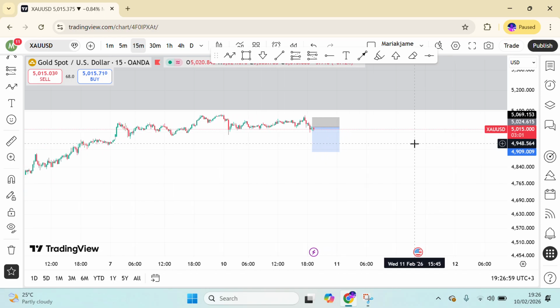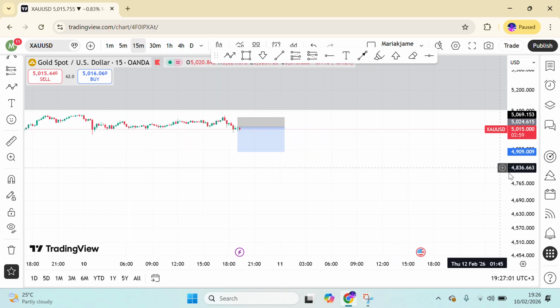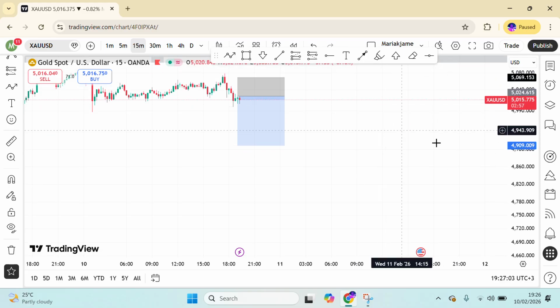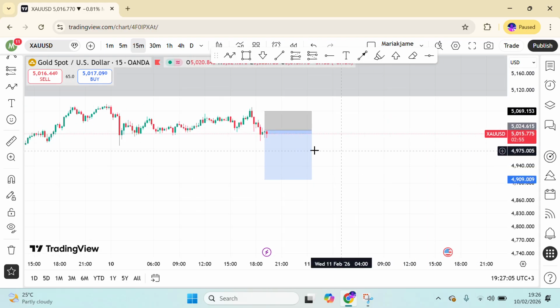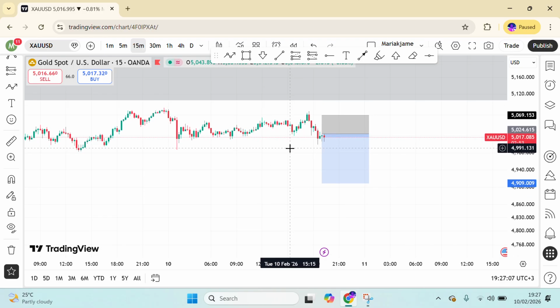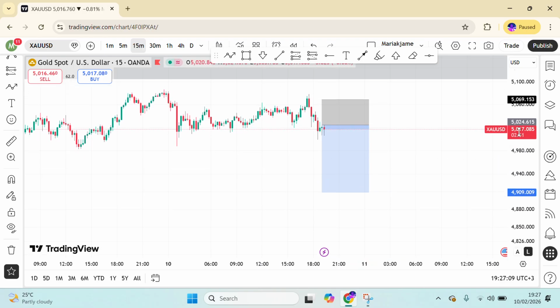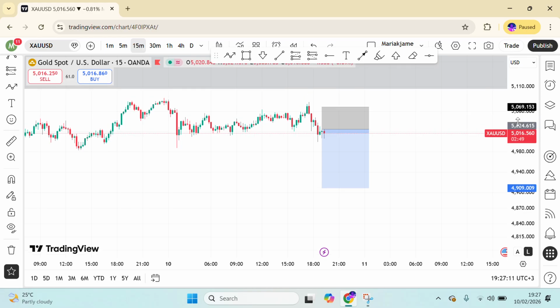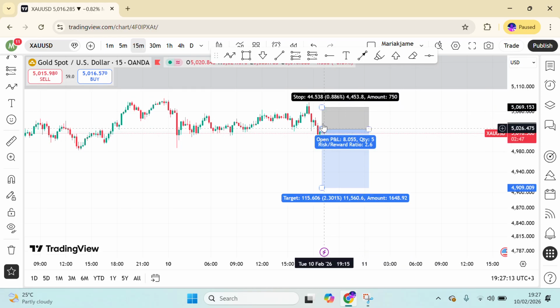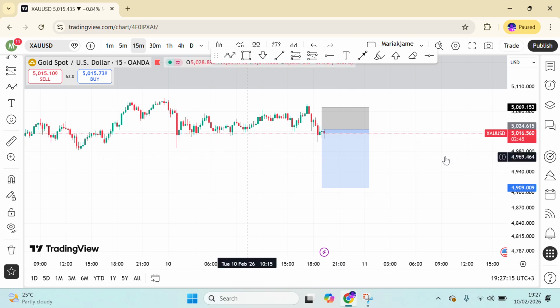As we are all aware, guys, tomorrow there's news. So trade with caution tomorrow, Wednesday. Trade with caution, guys. So this is our final result of our analysis that we have just made.